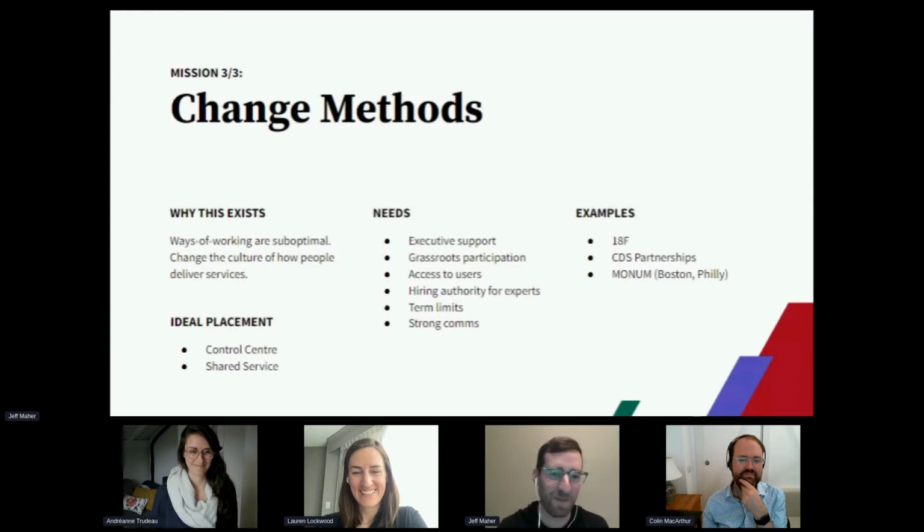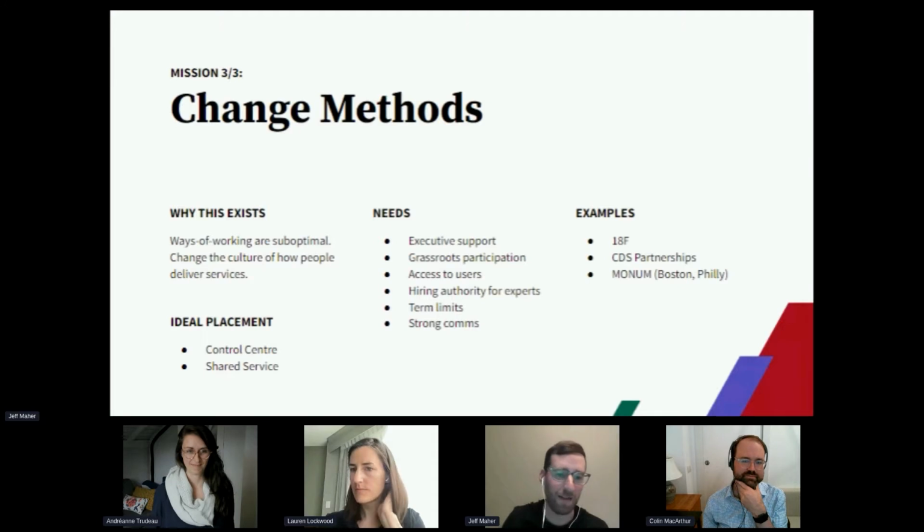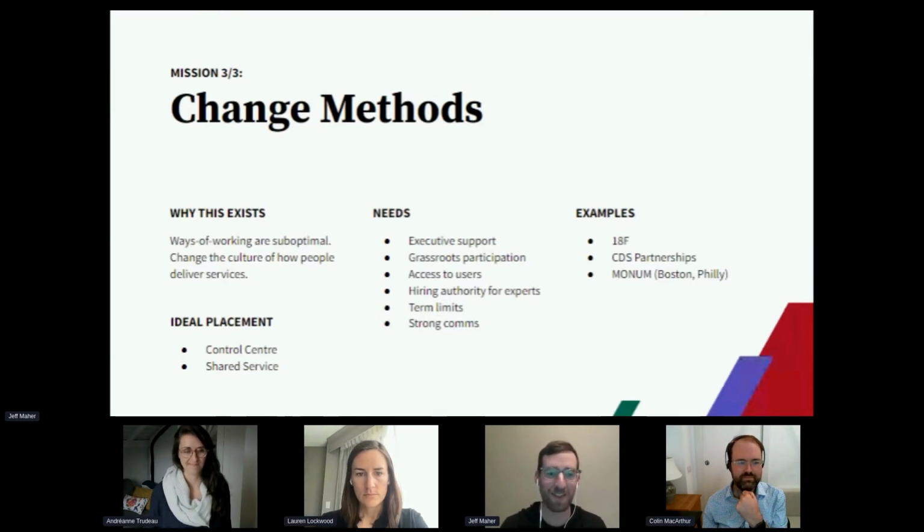So these teams can best achieve their mission within control centers and shared services with executive support, both so that they can teach in more places and so that they have permission to do things that aren't yet part of a department's mainstream operating method. However, they also really need grassroots participation from the groups that they consult with. It's a really common mistake, and I've been a part of some of these common mistakes, of change methods teams that do the hands-on work for the group they consult with, only to find that their partner didn't learn how to use those same methods themselves. And then the group that you're working with winds up reverting back to their previous operations.